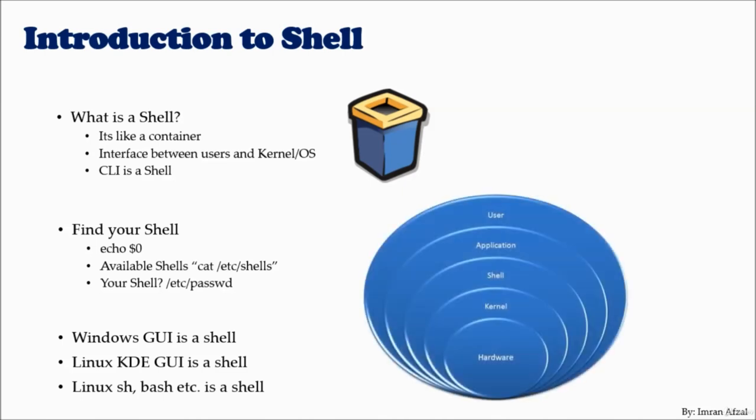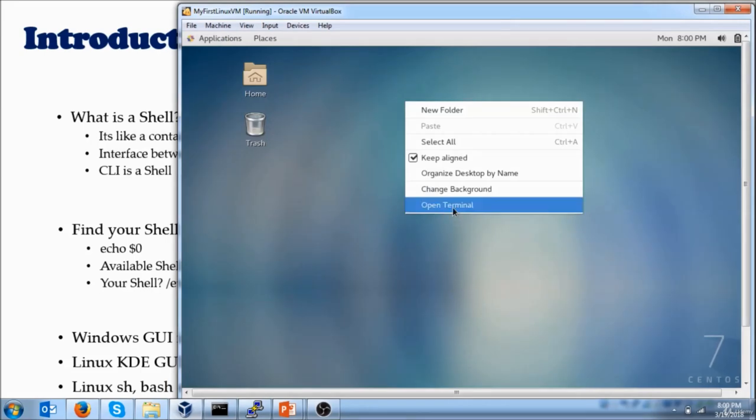Again, we're looking at this diagram, and we are second from the top. You'll see the application that talks to the shell, and then the shell talks to the kernel, and the kernel is the one that is telling the hardware what to do. Let's look at our Linux machine, and we'll see how we could find our shell. We'll open up a terminal real quick.